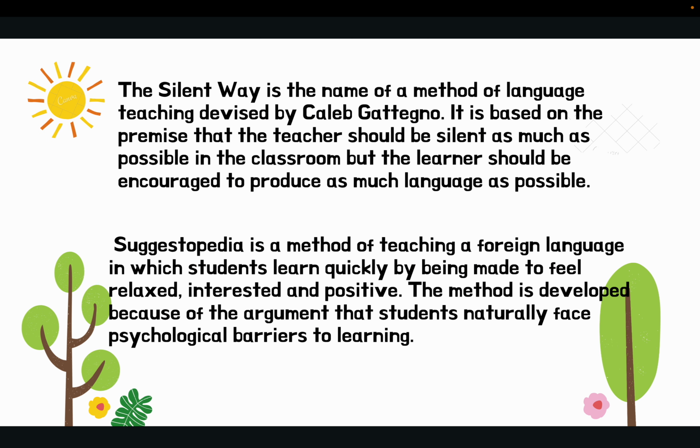All right, the silent way is the name of the method of language teaching devised by Caleb Gattegno, probably he's Italian. It is based on the premise that the teacher should be silent as much as possible in the classroom, but the learner should be encouraged to produce as much language as possible. Well, it is good, but it is not always effective.